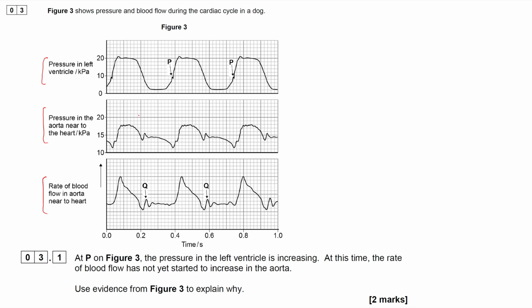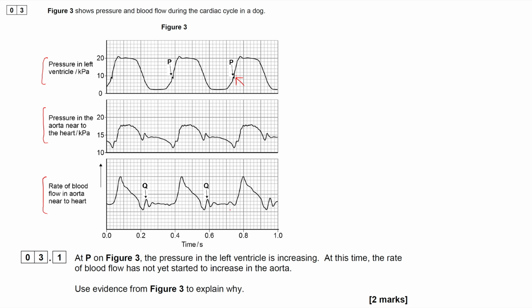Okay, so the question is, at P on figure 3, P means at this point, the pressure in the left ventricle is increasing. Yes, we can see that the pressure is increasing. At this time, the rate of blood flow has not yet started to increase. So if you look at the rate of flow, which is at the bottom one, and you keep coming down to this point, the rate of blood flow is still not increasing. Yes, we can see that. Use the evidence from figure 3 to explain why. So the question is that the pressure in the ventricle is increasing, but the rate of flow in the aorta is not increasing yet.